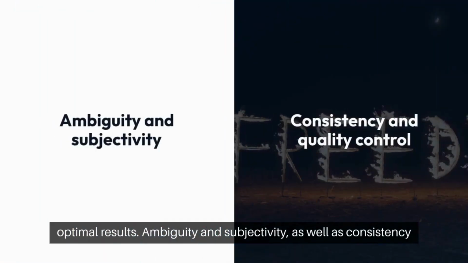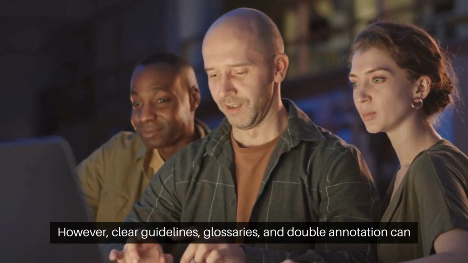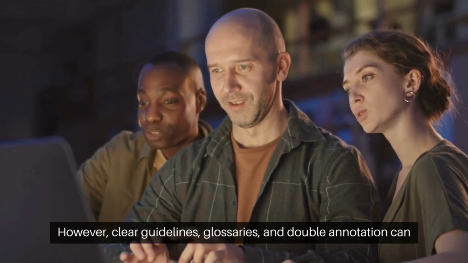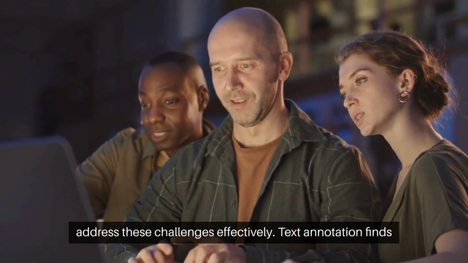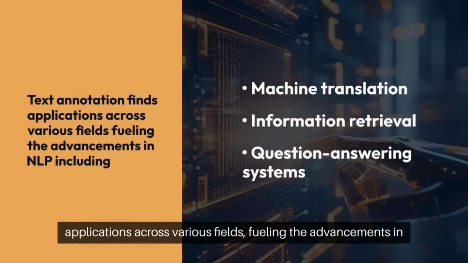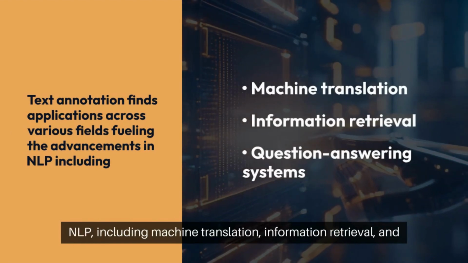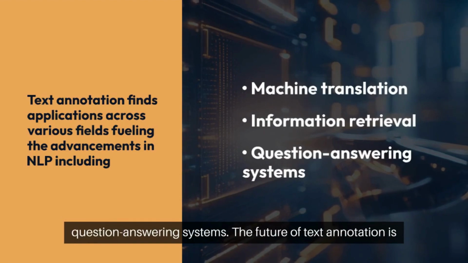Ambiguity and subjectivity, as well as consistency and quality control, are major challenges in text annotation. However, clear guidelines, glossaries, and double annotation can address these challenges effectively. Text annotation finds applications across various fields, fueling the advancements in NLP, including machine translation, information retrieval, and question-answering systems.